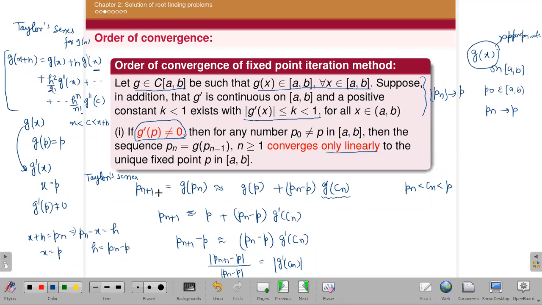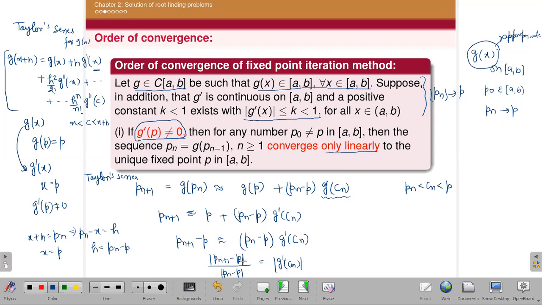Now this is the sequence, because Pn is equal to g of Pn minus 1. So you can write it as Pn plus 1, because g of Pn will become Pn plus 1. So this will be Pn plus 1, which is equal to P, because g of P is equal to P, P is a fixed point, plus Pn minus P and g dash at Cn. Now if you take this into the left hand side, Pn plus 1 minus P, and this in the denominator, then you will get this.